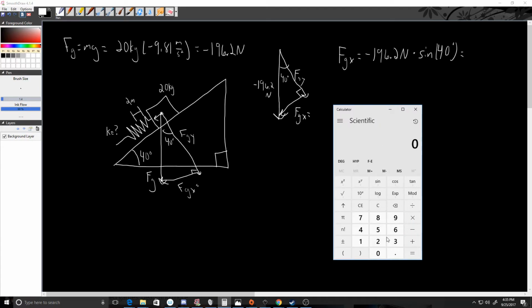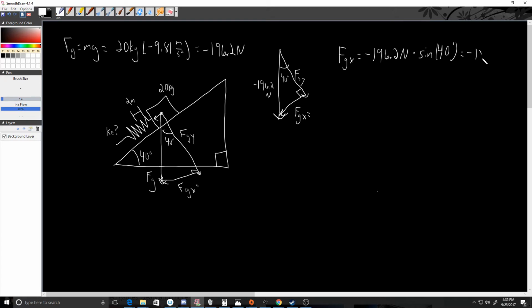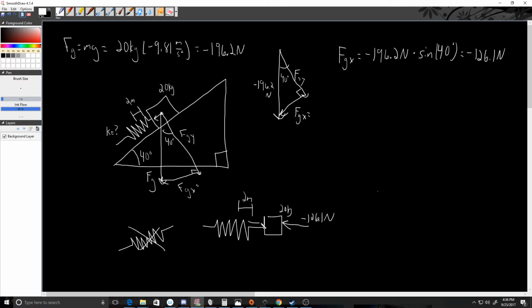All right, so let's go 40 sine times 196.2. I just need to make that negative, so negative 126.1. Assuming that's right, that's my F of g in x. That's how much force is pushing on my spring. You know what? Let's even look at it as if it's horizontal. 20 kilograms, and if we're saying it's going to compress the spring 2 meters, I know that if I'm pushing in with negative 126.1 newtons, the spring must be pushing back with the same number, just with the opposite sign.